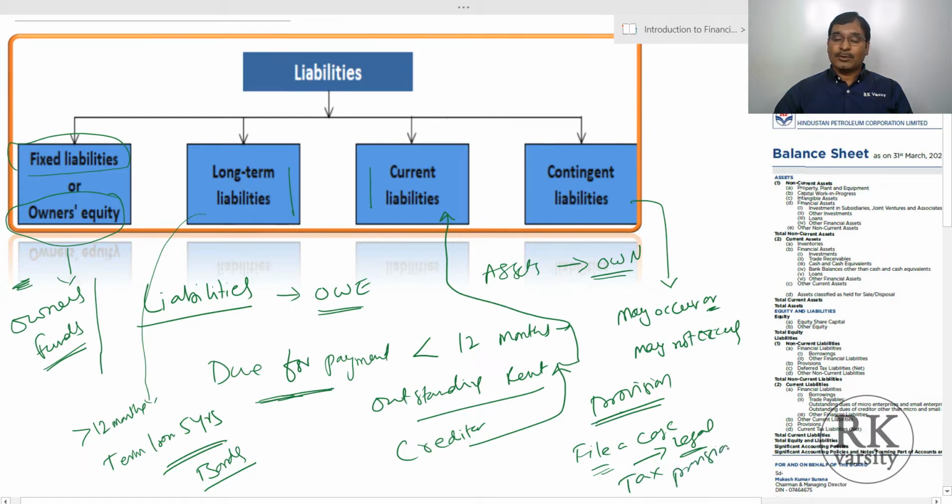So any provisions that we create to pay when unforeseen events happen in a future time period are called contingent liabilities. So these are the three broad classifications: long-term liabilities, current liabilities, and contingent liabilities. When it comes to equity, that is a fixed liability, this is the owner's equity.